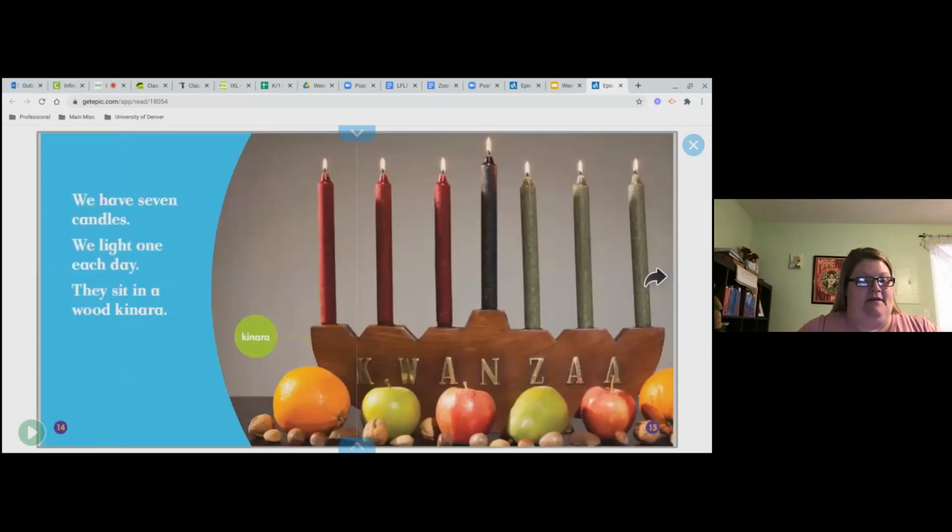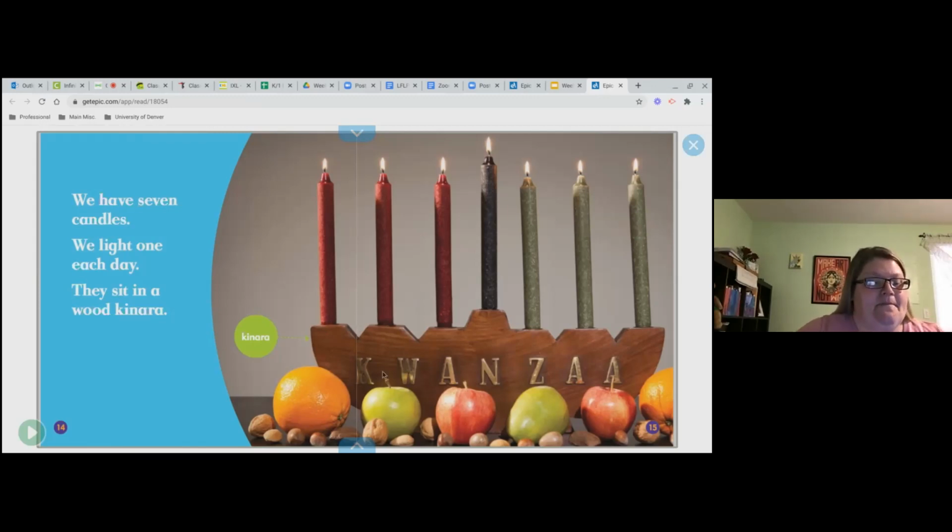Nicely done. Okay. Listen. We have 7 candles. Let's count them. 1, 2, 3, 4, 5, 6, 7. We light one each day. They sit in a wooden kinara. Oh, there's another label. Kinara.